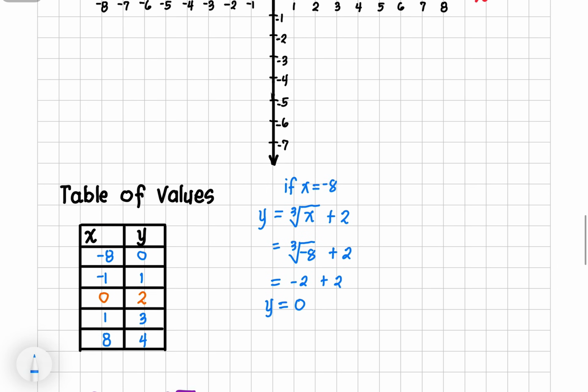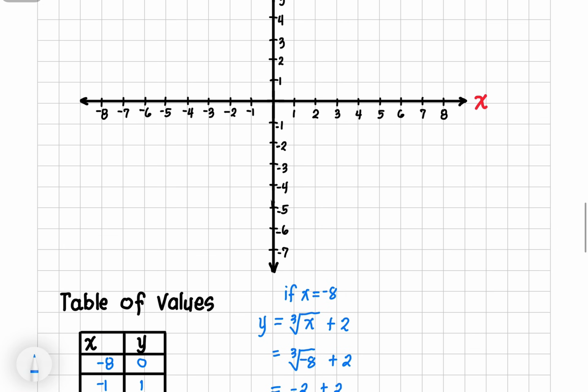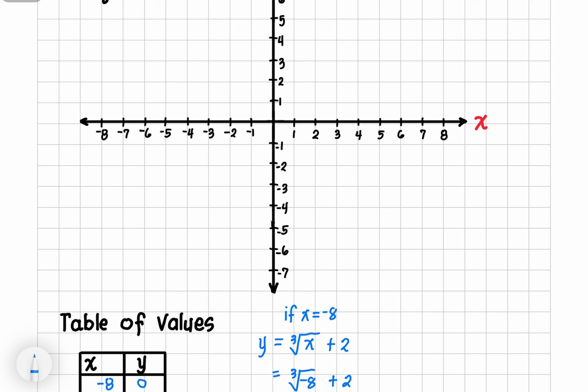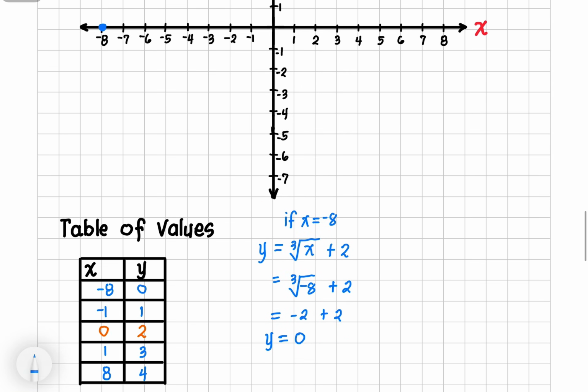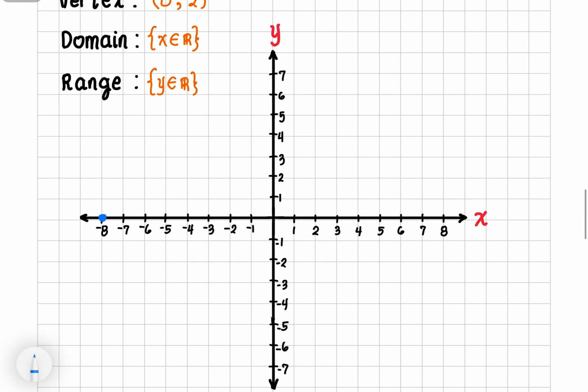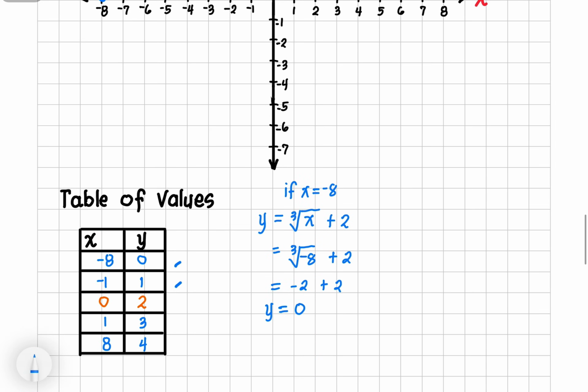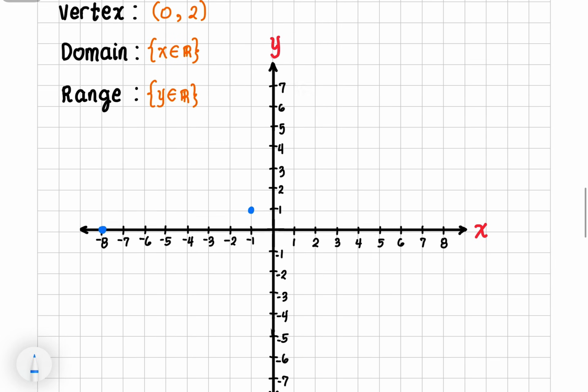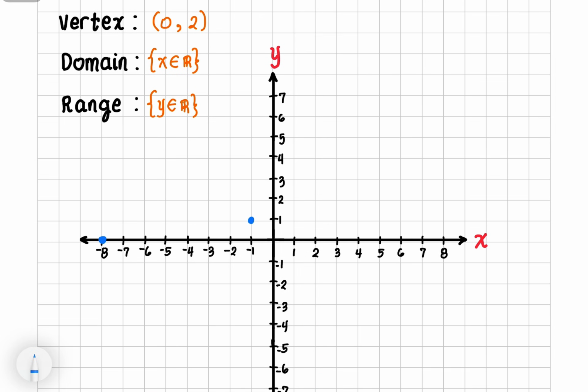So we have negative 8, 0. So negative 8, 0. Of course, class, it is here, along the negative x-axis, along the line. And then, we have negative 1, positive 1. Your x is negative 1, your y is positive 1. So, it is here, class. And then, we have 0, 2. That is the vertex or the turning point. 0, 2. So, it is here, class.